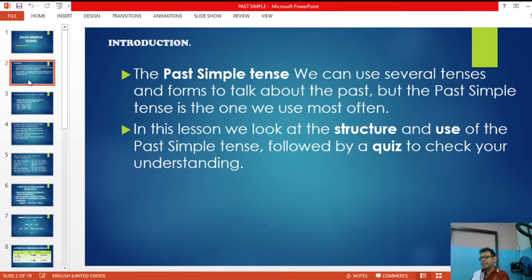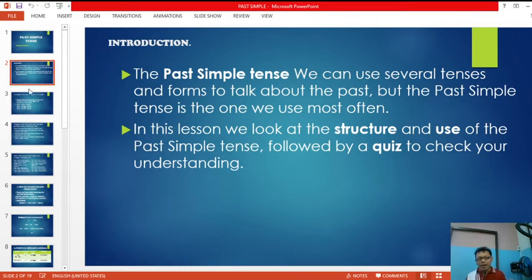We're going to learn it in an easy way. I hope you will understand better. So in this lesson, we look at the structure, how to write it the correct way, how to use it, and when to use past simple tense. Then after that, we'll have some activities or a quiz.